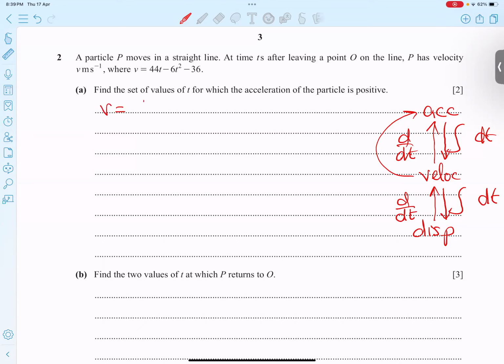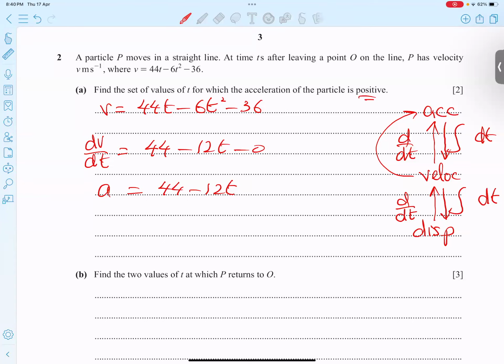So V equals 44t minus 6t squared minus 36. If I differentiate dV by dt, 44t becomes 44, and 6t squared becomes 12t, the 2 comes down and the power becomes 1 less. I got acceleration equals 44 minus 12t. What did he say? He said to make it positive. Positive means A must be positive. If A is positive, it means 44 minus 12t must be more than 0.